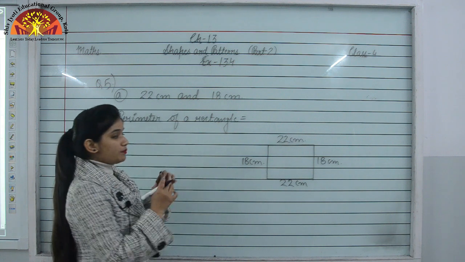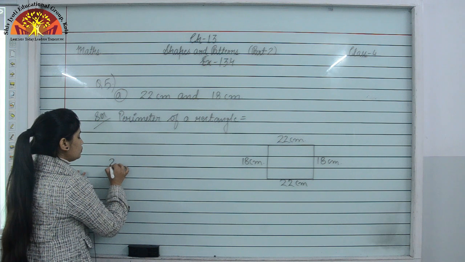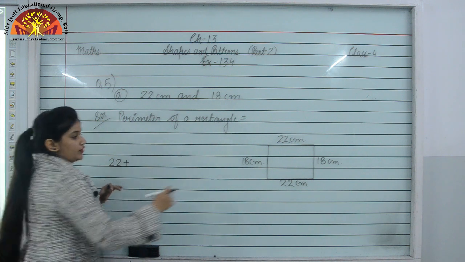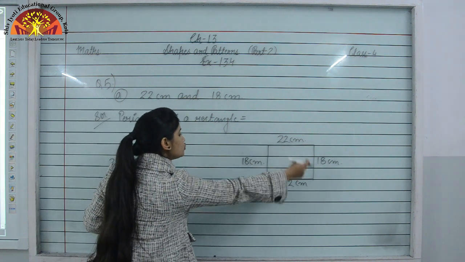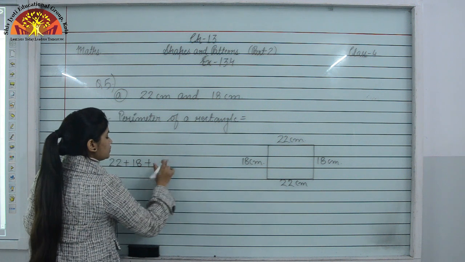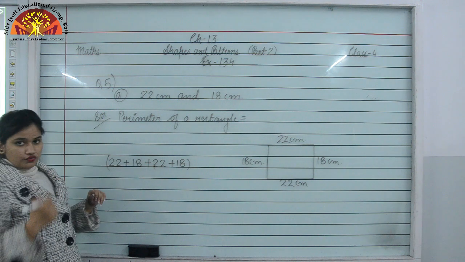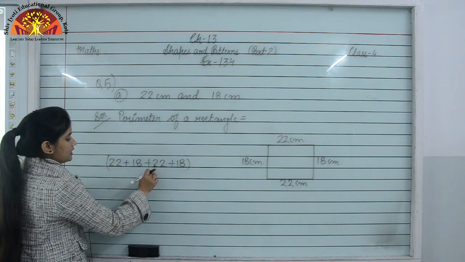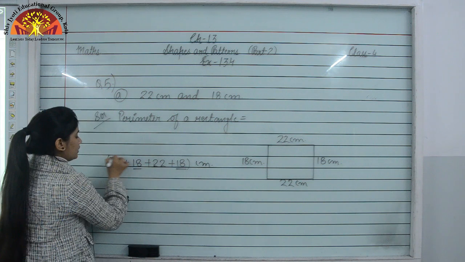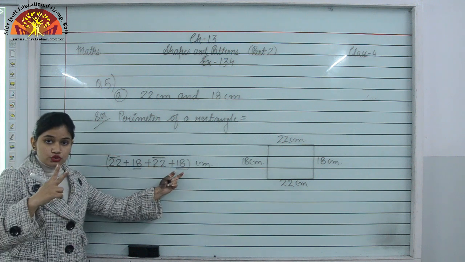Now how can we find the perimeter of this shape? To find the perimeter of any shape, we have to do addition of all sides, right? We have to find the total length. So 22 plus 18 plus 22 and again 18. So what we are observing here students, we are taking length 2 times, 18, 18 and 22, 22. 22 is coming 2 times, 18 is also coming 2 times.